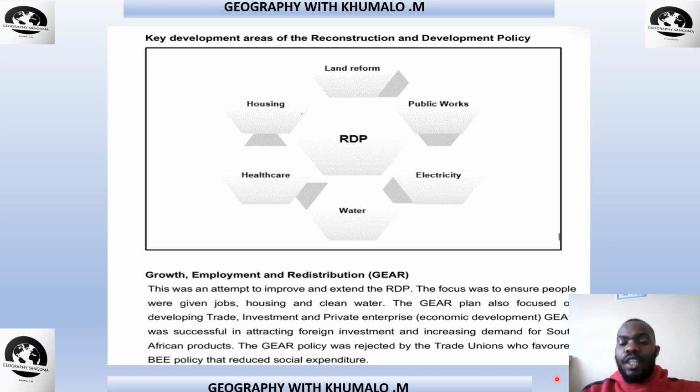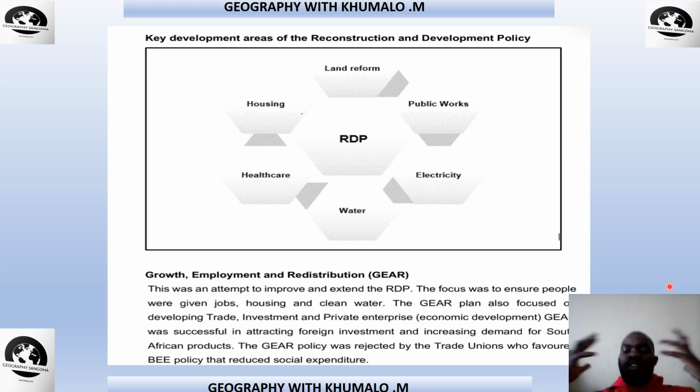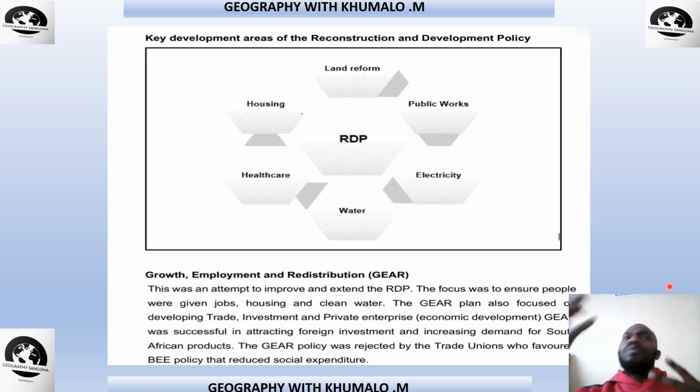Then after that, they had another strategy known as GEAR, the Growth Employment Redistribution. This was an attempt to improve and extend the RDP. So now, you know, grade 12, once you have built something, maybe you are building a house, you are going to constantly paint this house, constantly try to develop it. In the same way, the RDP policy was there and it was successful. So now they wanted to improve the RDP policy. So they came up with what?